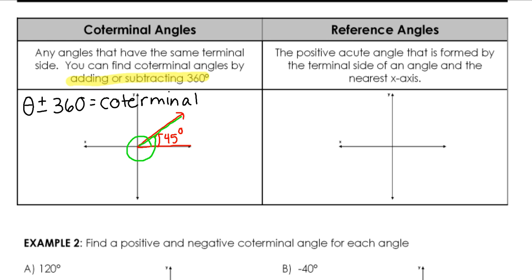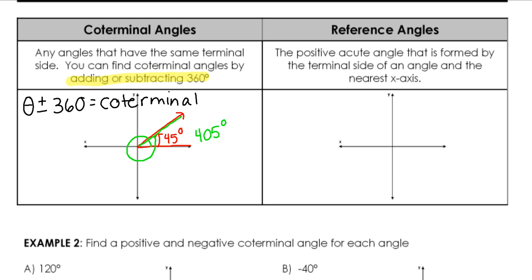So that green angle that I drew where it went around one whole time plus another 45, that would be a 405-degree angle, ending at the exact same spot. So co meaning same, terminal meaning end. So they have the same end spot. We can find coterminal angles over and over again. We can just keep adding 360 or keep subtracting 360 to go into the negatives.